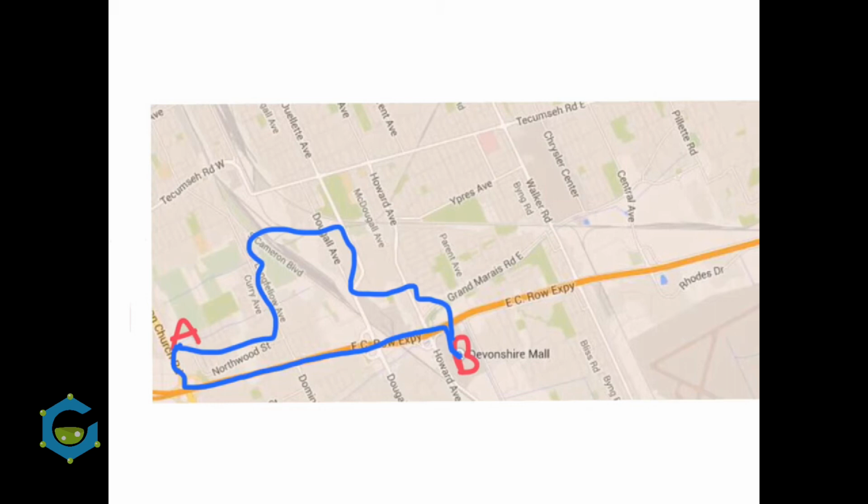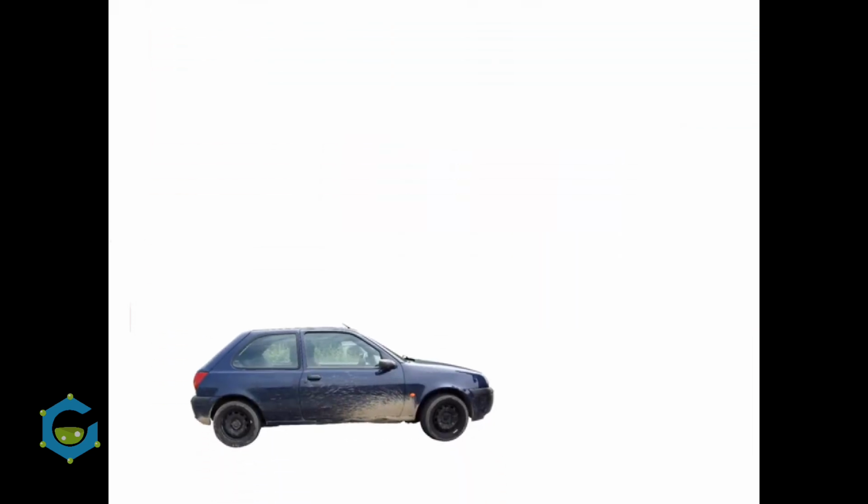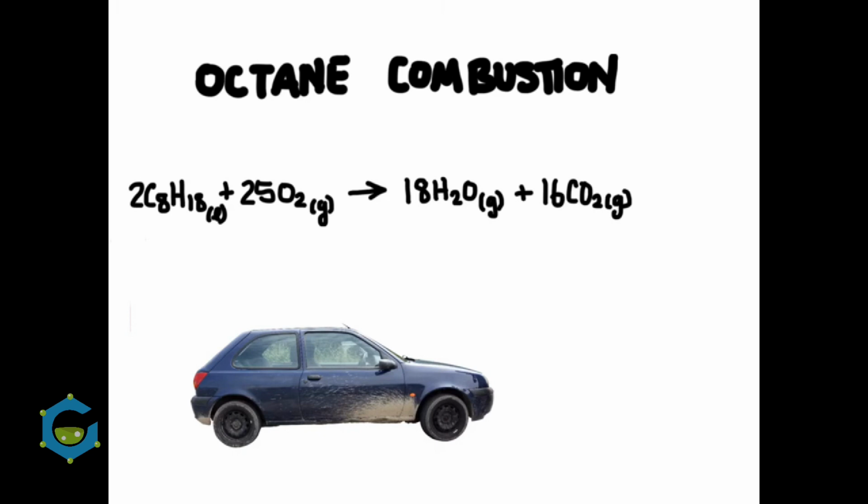Okay, so let's try determining the enthalpy change for a chemical reaction. We're going to look at octane, which is a chemical compound in gasoline, and this is what your car engine is going to combust, which produces heat and then in turn powers your car. This reaction is exothermic because heat is going to be released. So here's a chemical equation that describes the combustion of octane.